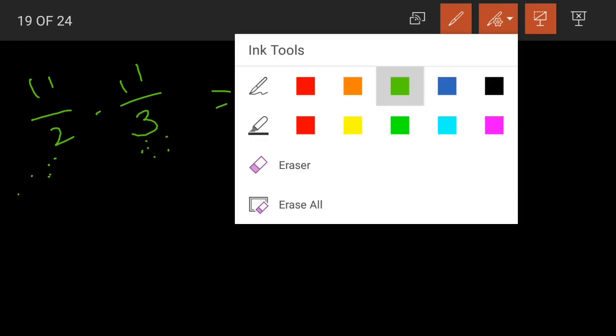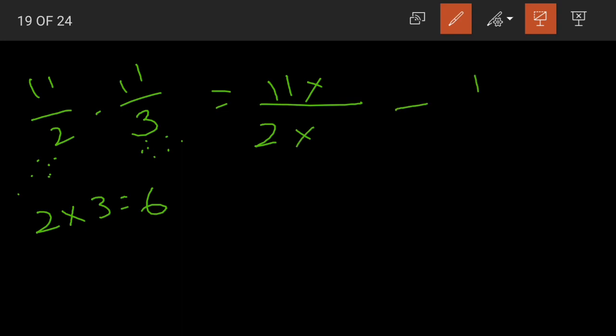That is the product. Yes, the LCM will be the product. Product of what? Product of both the denominators. 2 into 3 is equal to 6. Now converting them into equivalent fractions.